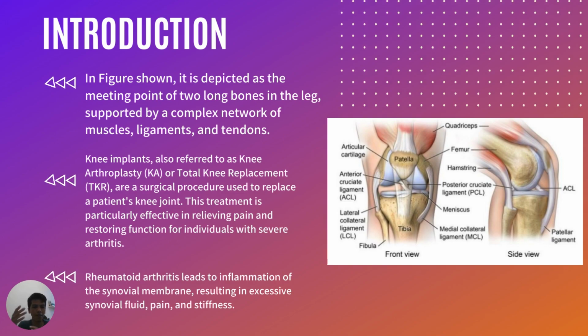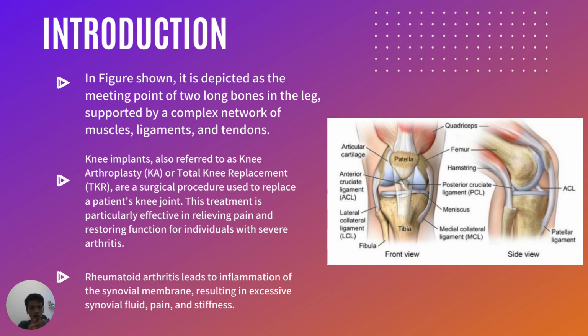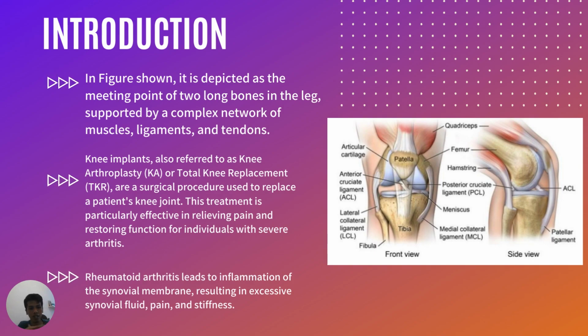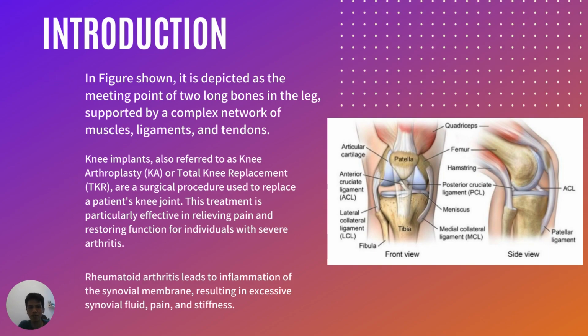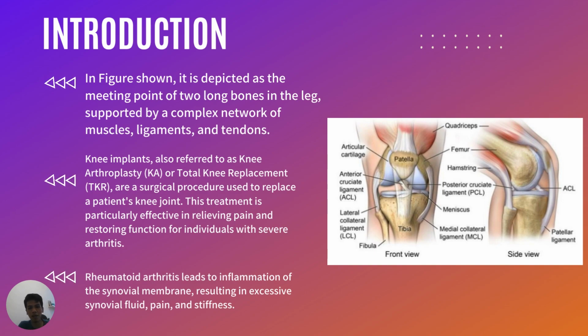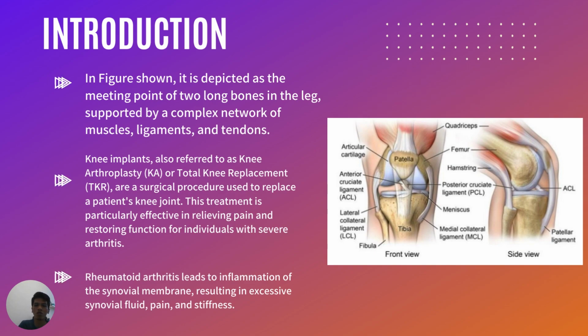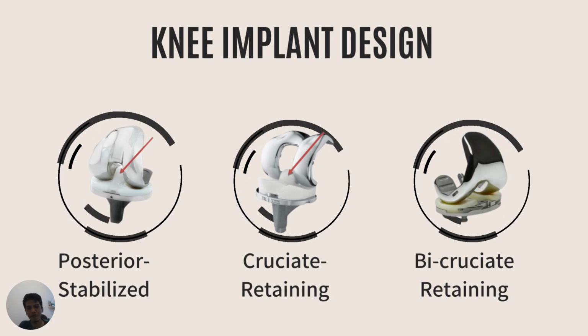So there are many types of arthritis, but mostly it is rheumatoid arthritis, which leads to inflammation of the synovial membrane, which is the liquid, resulting in excessive synovial fluid and also pain and stiffness. So many cases, but most of the cases are related to arthritis. I don't want to drag too long, so we go straight into the knee implant design.